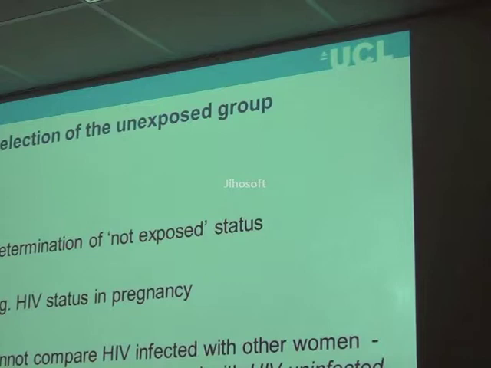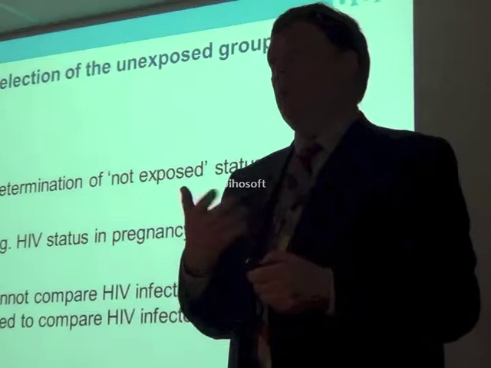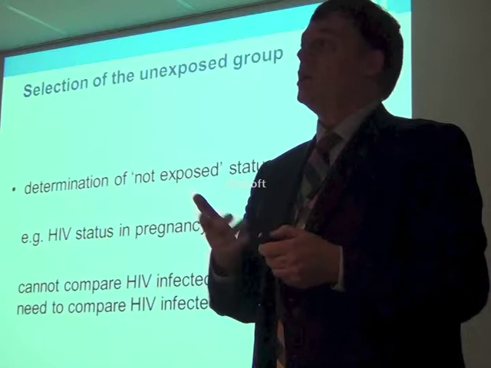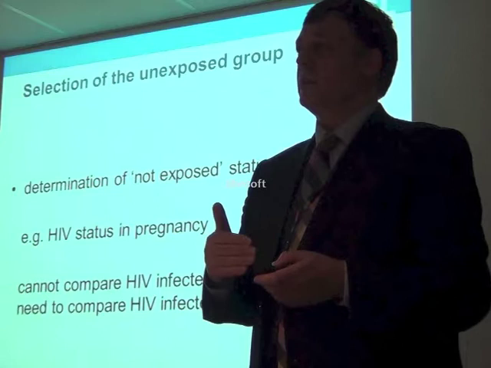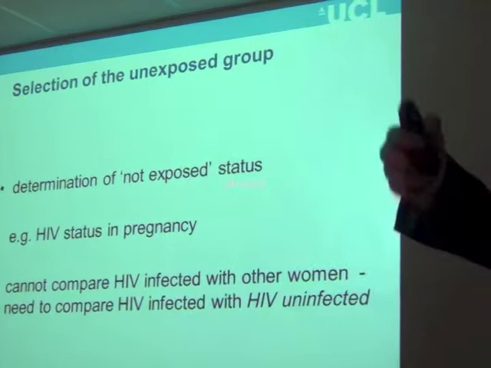And determination of not exposed status is terribly important. So in the early days of HIV infection in Africa, when there was early voluntary testing in antenatal clinics, you'd get women who are HIV positive, but 40 or 50% of women wouldn't be tested. You can't assume that they're HIV negative in areas of high prevalence. So you end up using the women who have been tested and are negative to be the unexposed group, because otherwise you could have quite a lot of exposure in the untested group. So again, you just need to think this through, and when you're reading a paper, think through what it's telling you.